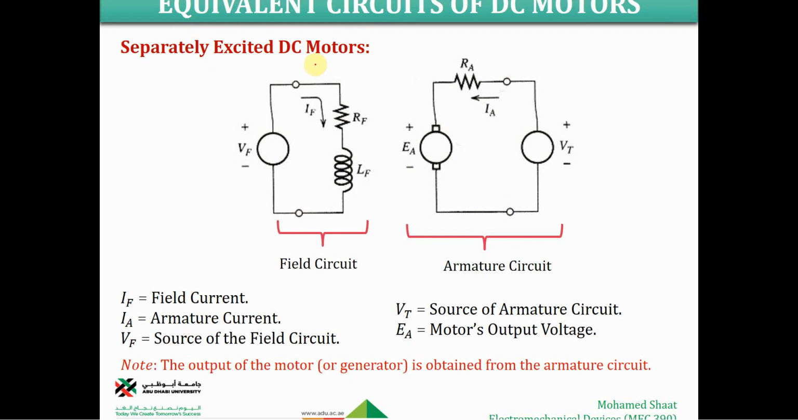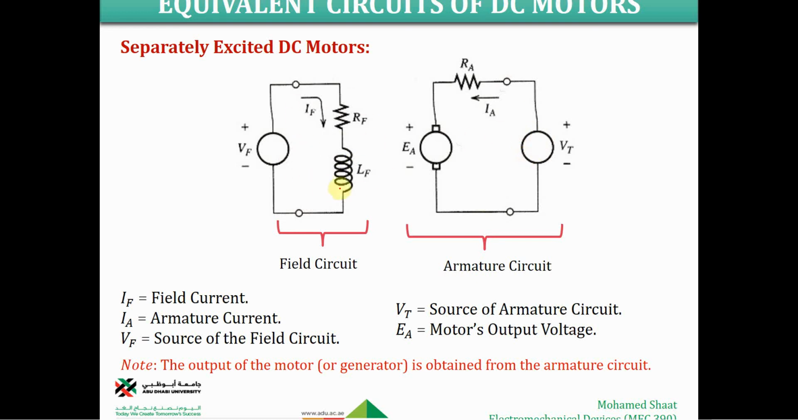This is one of the types or one of the configurations of the DC motor, to have the field circuit separate from the armature circuit. Make sense? And that's why we need two batteries, we need two sources here, one for the armature, one for the field.